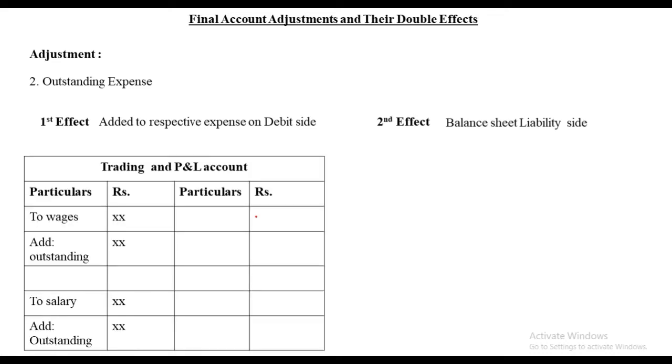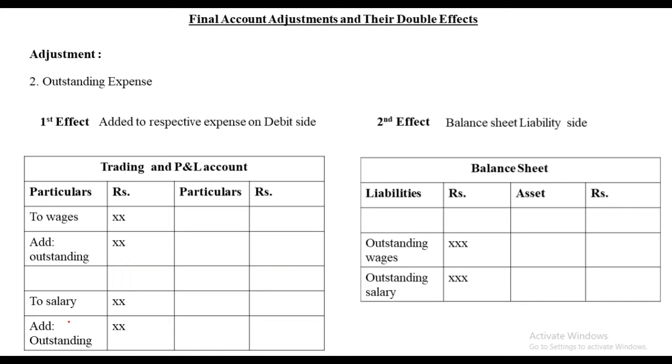So for example, if in your trading account you have outstanding wages, then it will look like, to wages add outstanding. And let's say in your P&L account you have an expense as salary which is still outstanding, then it will become to salary add outstanding. That's the first effect. The second effect comes on the balance sheet liability side. Only the outstanding values will be written. So it will be, for example, outstanding wages and outstanding salary. So these are the two effects of outstanding expense.